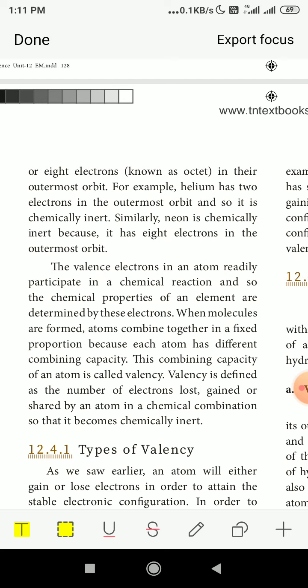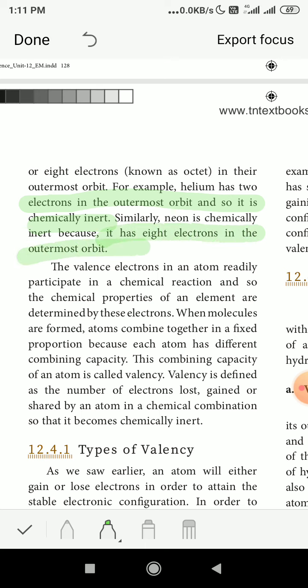For example, helium has 2 electrons in the outermost orbit. How many electrons does helium have? Always only 2, so it is called a duplet, and chemically it is inert. Neon is chemically inert because it has 8 electrons in the outermost orbit.